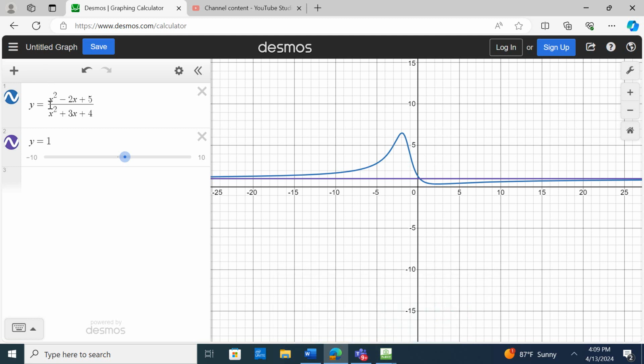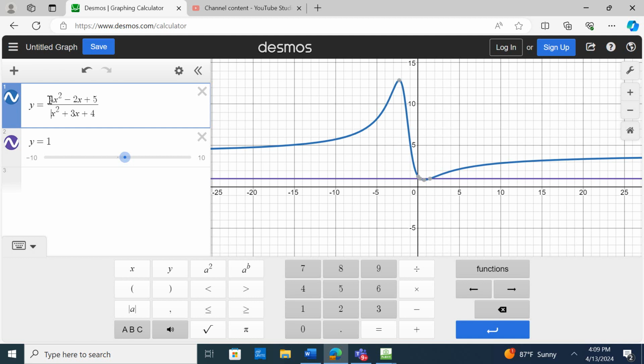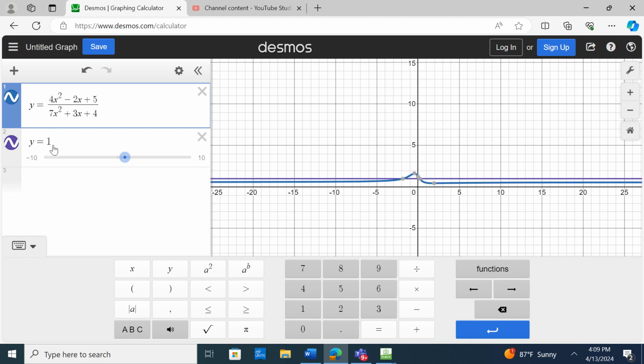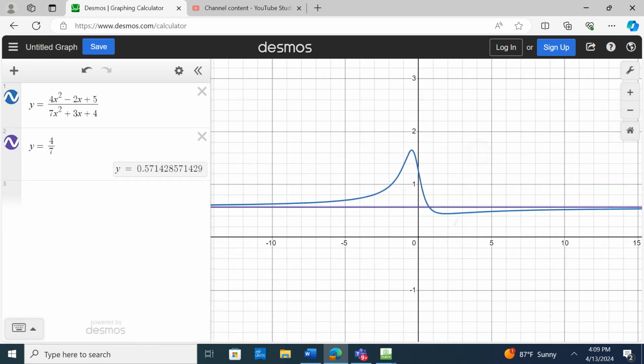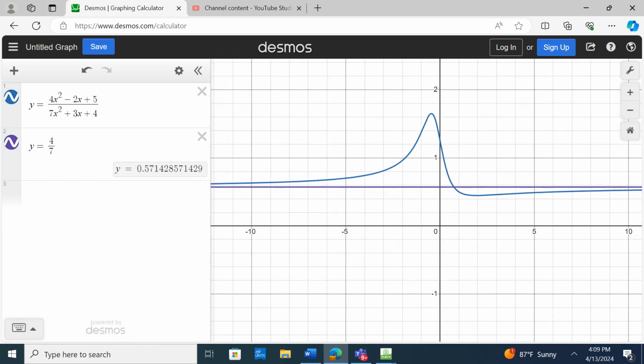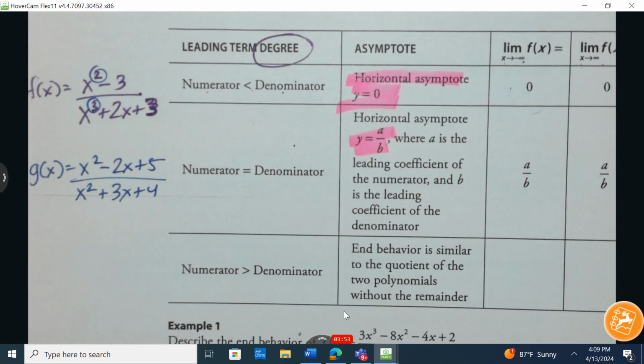Now let's just change this up so we can see here. If I make this a 4 and let's make this a 7, well, now I need to change that. So now this will be 4 divided by 7. And even when I zoom in here, you can see as it approaches the far left and the far right, it's going to be the value 4/7 that it's approaching. Let's go to the next one.